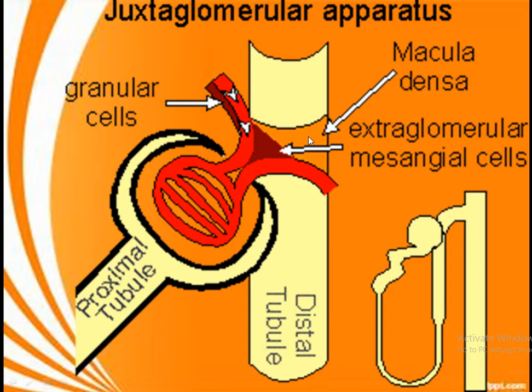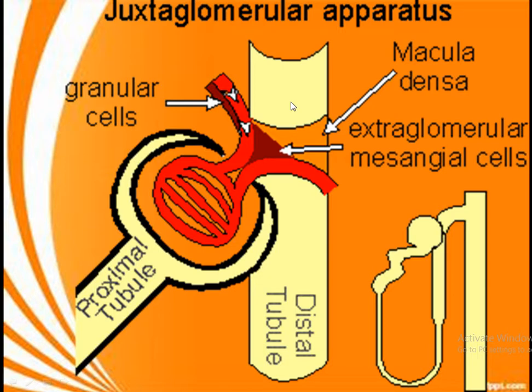Once the macula densa is stimulated, it is going to cause the vasoconstriction of the efferent arteriole, while the afferent arteriole undergoes vasodilatation, the opposite effect taking place. More and more blood comes to the glomerulus, so that more and more sodium goes through this part, and these cells are more and more stimulated, so they are going to release the renin.